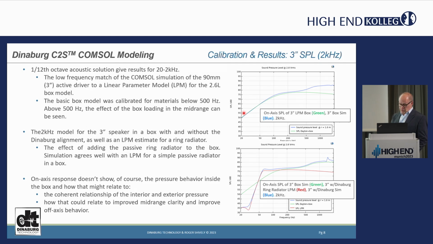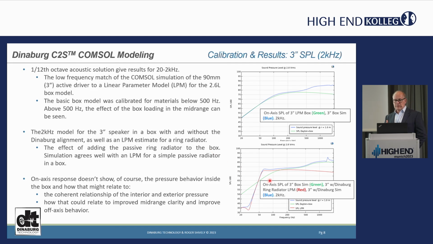In this case, the green line is a linear parameter box model, and then the blue line is what was simulated. And we see that we've matched the low frequency. The differences in the mid-range is basically from box loading that we can see that actually exists, that doesn't exist in the linear parameter model, but can be modeled in the COMSOL model in free air. And once we had that, we took and added the Dieneberg alignment, which means we added the outer passive radiator ring to the box. And so now we have it compared to what we had before.